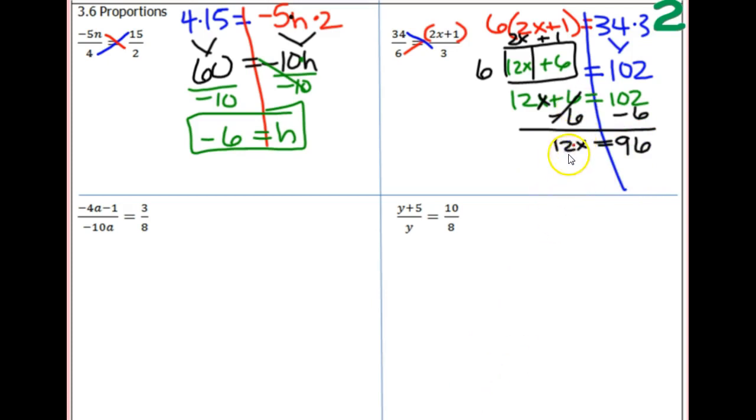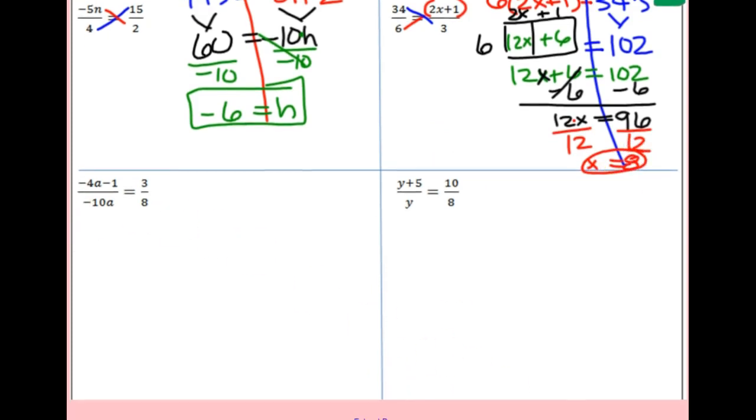And then last, the opposite of multiply by 12 is divide by 12. 96 divided by 12 should give us 8. I just plugged that in my calculator. Now if I'm going a little bit too quick, feel free to pause the video and make sure you're writing everything down.